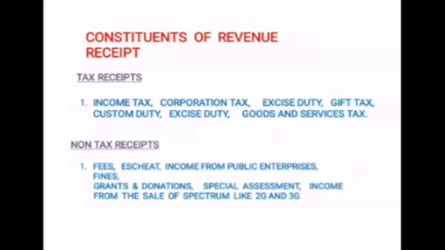Then we have income from the sale of spectrum like 2G and 3G. The meaning is that there are certain government controls on certain areas, for example, the coal mines in India, so the government sells tenders for taking coal from the mines, and the revenue it gets from that is considered as income from sale of spectrum. It could be oil, it could be some network like 2G and 3G and so on.